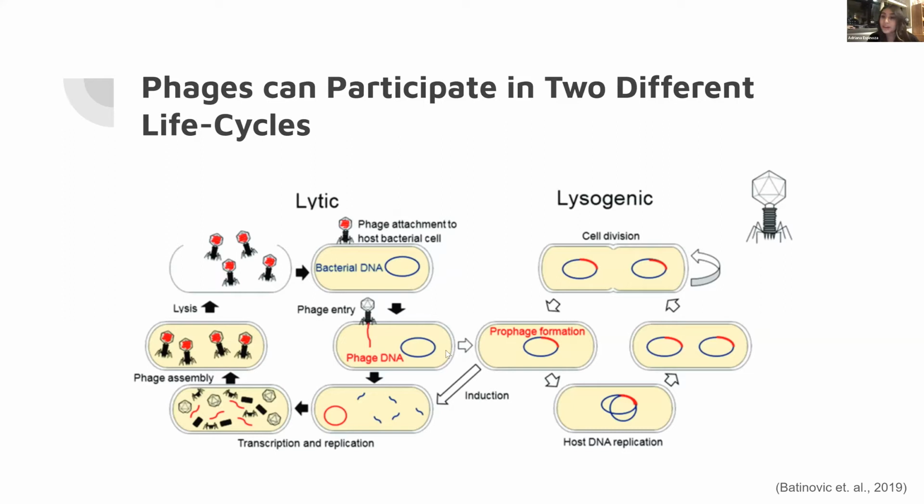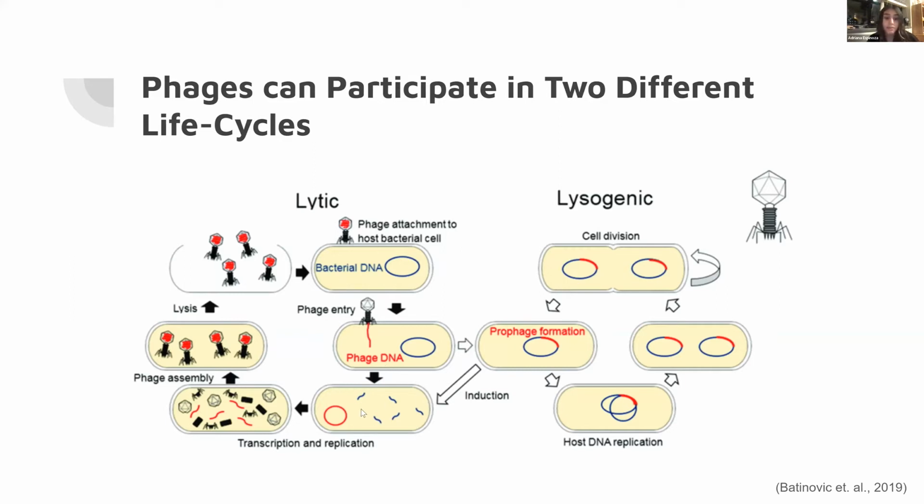The phage DNA then circularizes, and the phage can participate in two different life cycles. These two life cycles are the lytic life cycle and the lysogenic life cycle. There are also two types of phages, those that can participate in only one, and those that can participate in both, and these are referred to as temperate phages. As you can see here, in both these life cycles, the phage attaches to the host bacterial cell and it inserts its viral DNA.